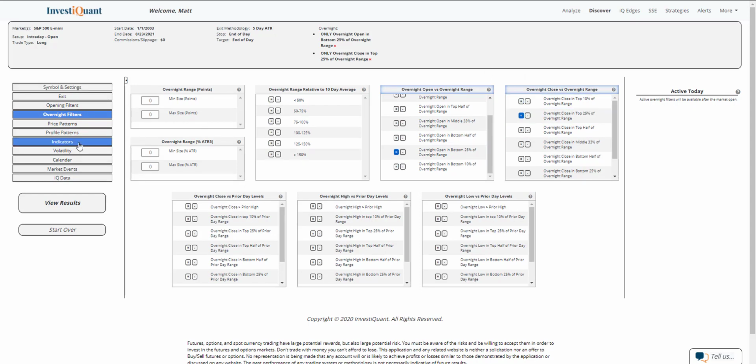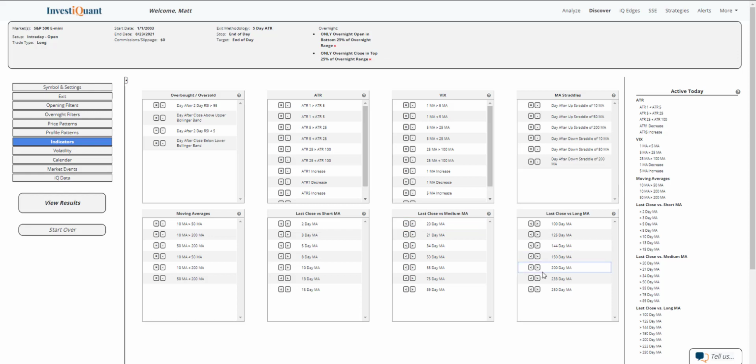Next, I'm going to go into the indicators, and I'm going to put us above a 200-day simple moving average. And that's the only moving average that I'm going to use for this study. I could put it below a 10. It's not going to make a big difference. So I'm going to keep as many samples as possible.